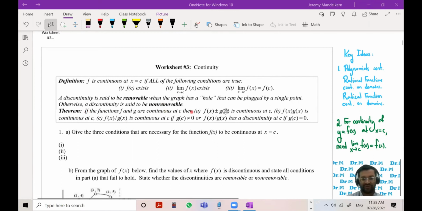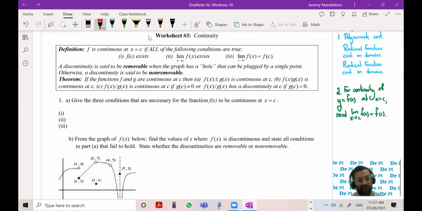There's also some additional information here. A theorem is provided about sum and difference functions, product functions, and quotient functions that we might use in our work today. There are also definitions of the concepts of removable and non-removable discontinuities. Let's take a look at the first problem.